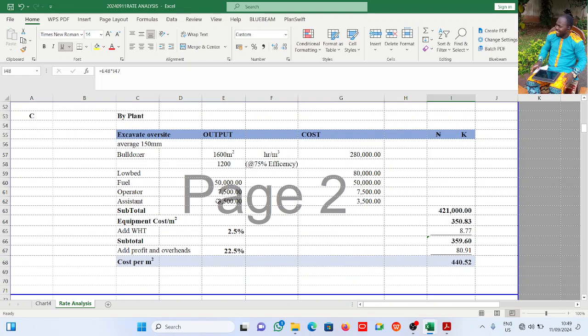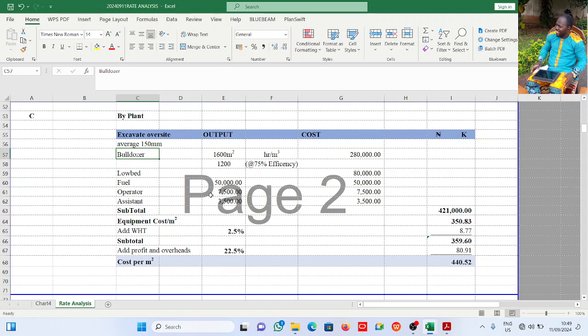Now if you want to excavate by plant, of course you need to consider the cost of hiring a bulldozer, and not just a bulldozer, the cost of bringing it down to site. That's the low bed, the cost of fuel, the operator and the assistant, and everything has to be considered. That's what we have here. And a bulldozer basically per day does 1,600 square meters.